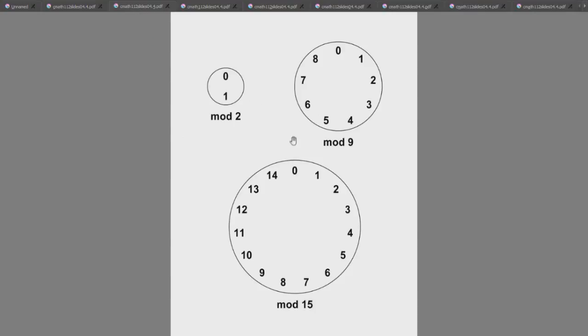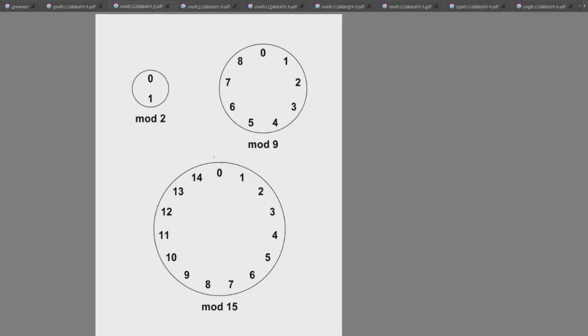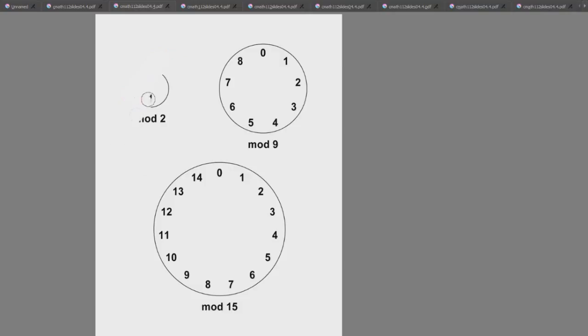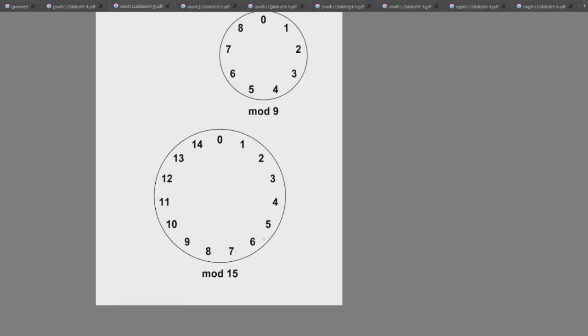I could have technically many different size circles. This one may be a little silly, so let's not worry about that. Let's just get rid of it. It's a little strange when it's barely a circle. We can have a size 9 circle, and then it's going from 0 all the way to 8, and 9 would be equivalent to 0. Or I can have a 15 circle. Really any size circle you want.